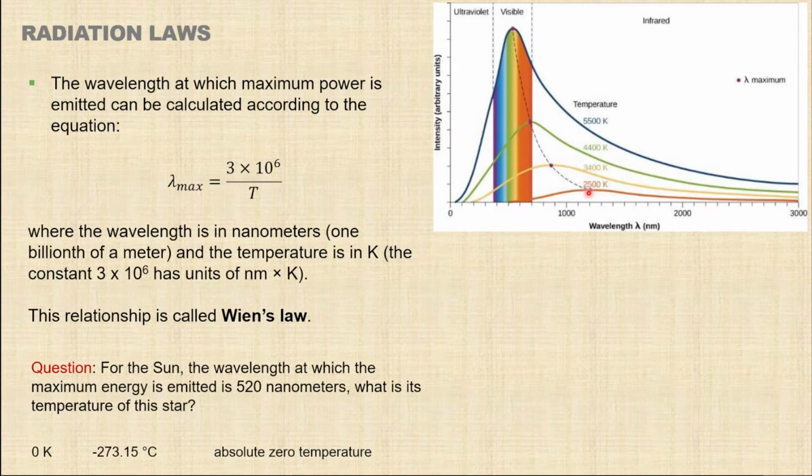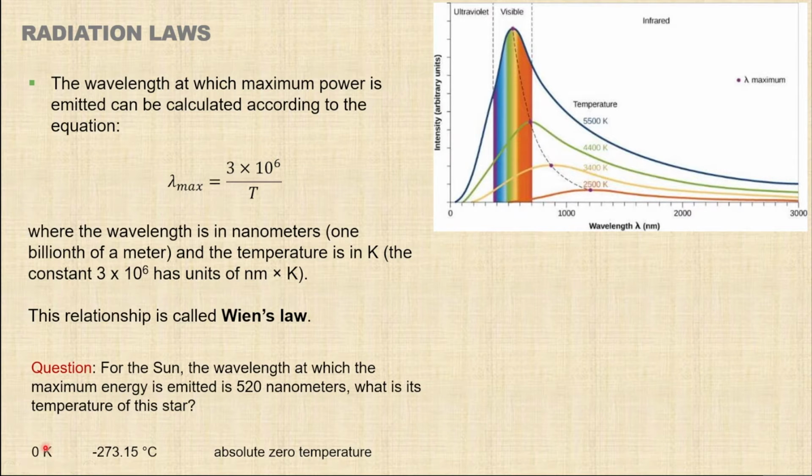So you see there is a pattern, and based on that pattern, this formula is devised. So we can say the maximum wavelength lambda is equal to some constant, a number, 3 million, divided by temperature. So if I know the temperature of a body, I can tell where the maximum power will be generated at what wavelengths, or vice versa. And this relationship is called Wien's law.